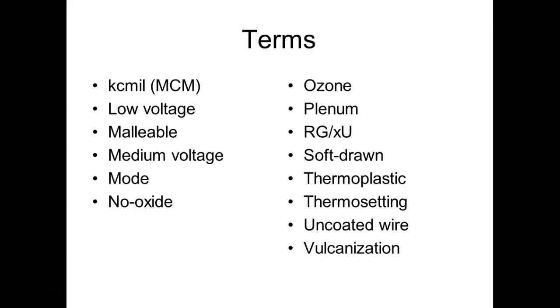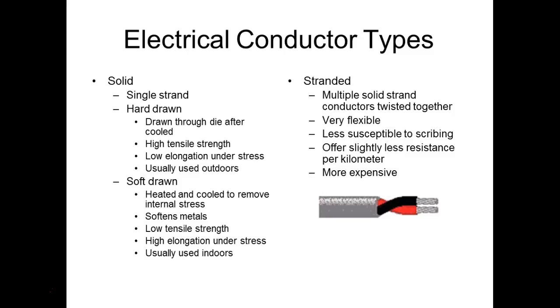So we're going to have what we call plenum rated jackets, which means these are designed to run up in the plenum. If it's not plenum rated, you're not supposed to run it in the plenum. Because RG, we'll look at RG cables, soft drawn, thermoplastic, thermoset. I think we already talked about thermoplastic, thermoset, right? Undercoating and vulcanization. Some of these we already talked about.